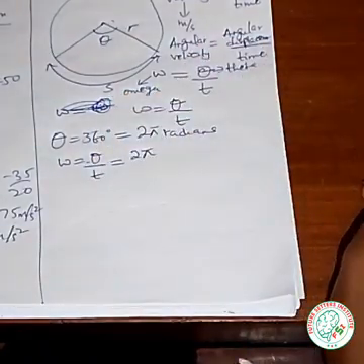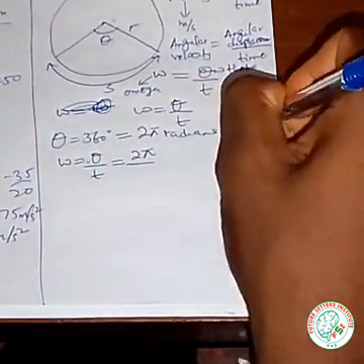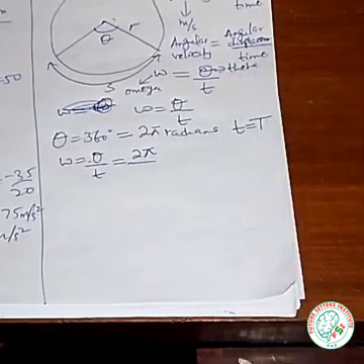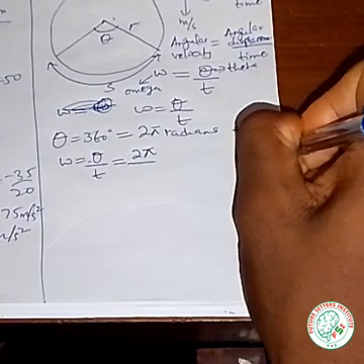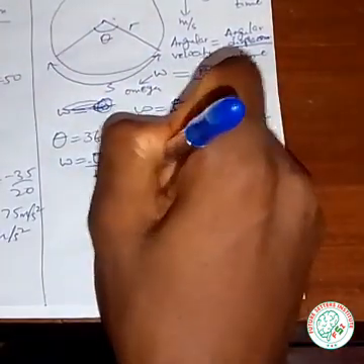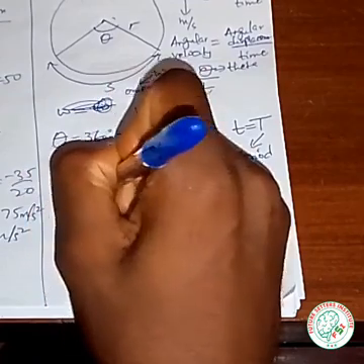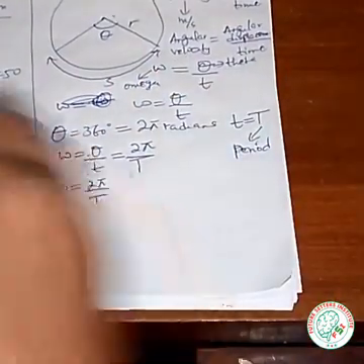But for this 2 pi to work, we're also going to take t to be equal to big T. And what does this big T represent? The big T represents period. So take note that omega is equal to 2 pi over period.